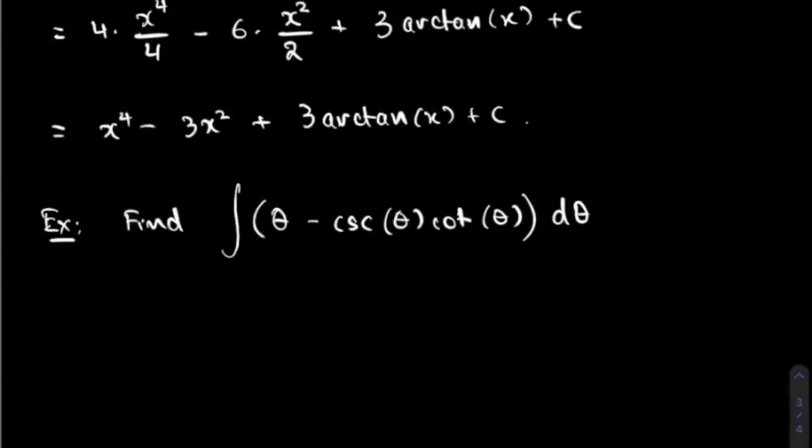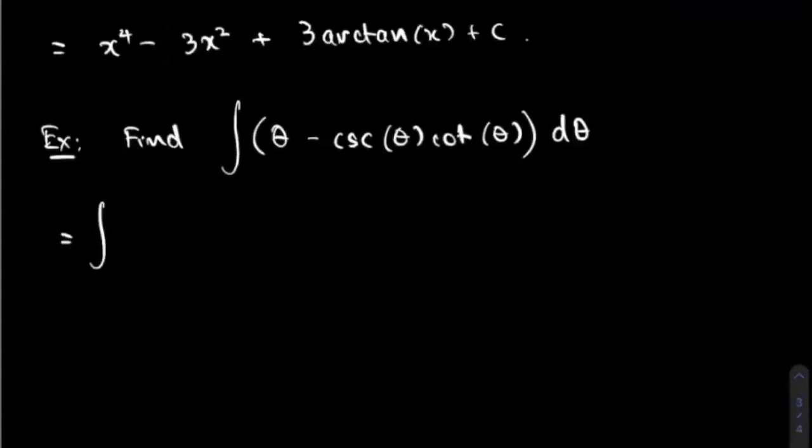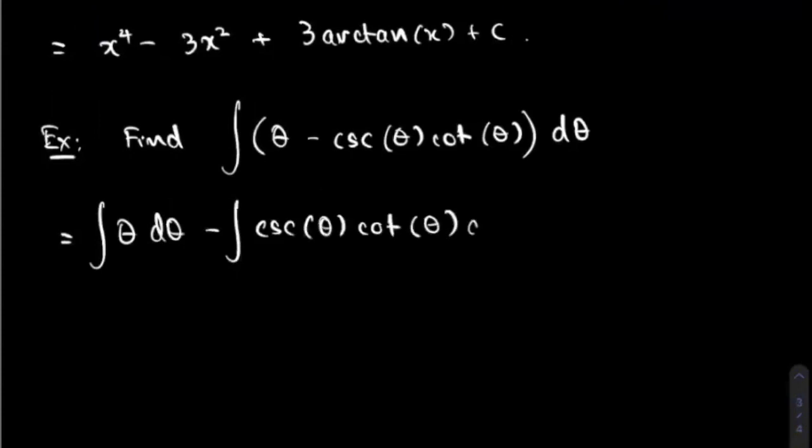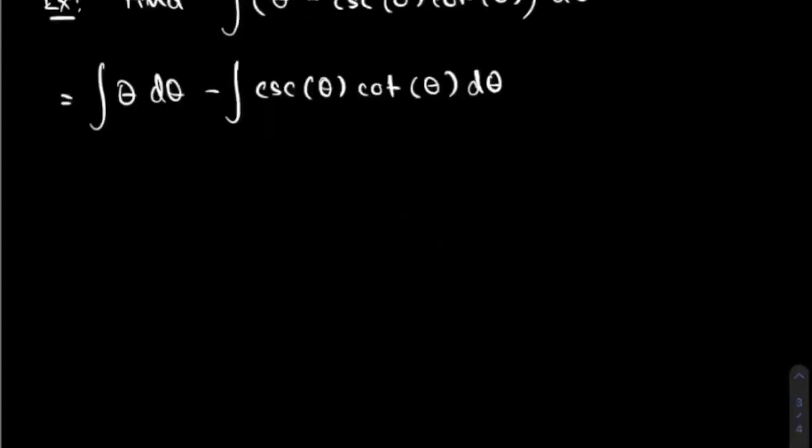And once again, the integral of the sum is the sum of the integral. Integral of the difference is the difference of the integral. So this is equal to the integral of theta d theta minus the integral of cosecant theta cotangent of theta d theta. For the first integral, I'm going to use the power rule for antiderivative. I get theta to the power 1 plus 1 divided by 1 plus 1.